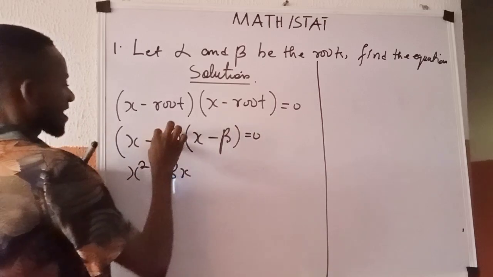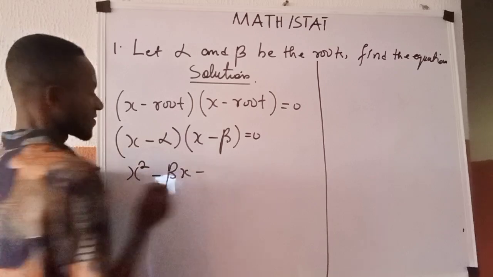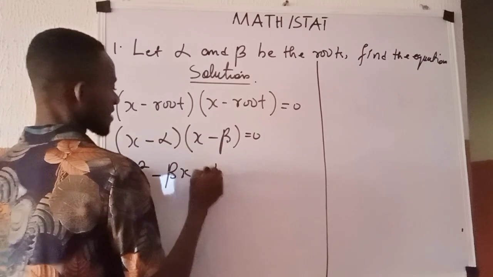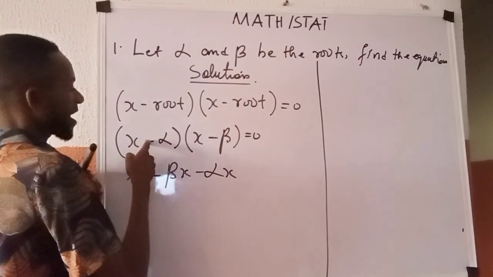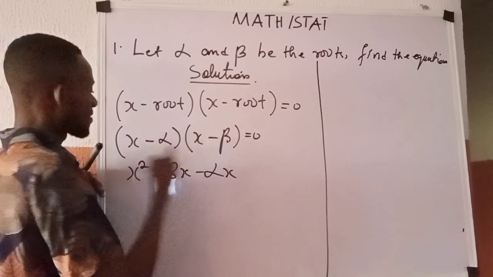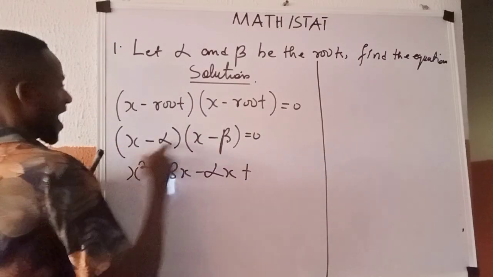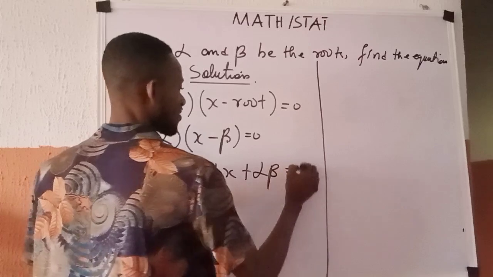I am done using this x to multiply these two terms in this bracket. So I come back now to pick the second term. The sign here is minus. So I have alpha times x, which will give me alpha x. The sign here is minus and the sign here is minus. Minus times minus will give me plus. Alpha times beta will give me alpha beta. This equals 0.